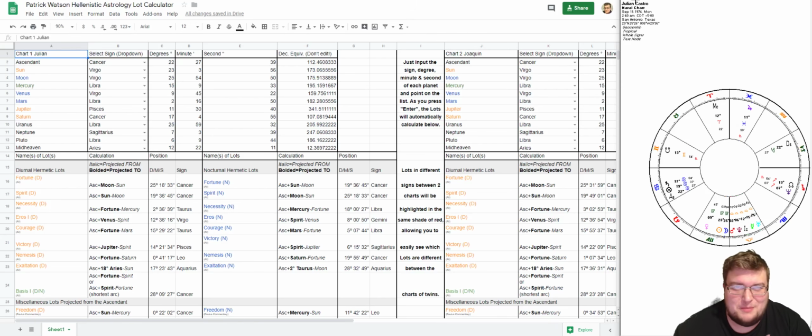I'm Patrick Watson, I'm an astrologer, and you're watching How to Tell the Difference Between the Charts of Twins. So you may have come up against this problem before.